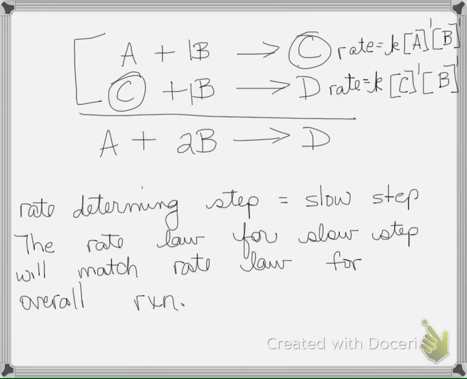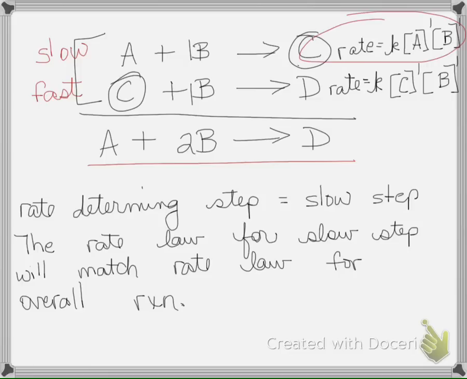How are you going to know which step's the slow step? Well, I'm going to tell you. So guys, look, if I tell you that this step is slow and this step is fast, you now know what the rate law for this equation is. What is the rate law for that equation? It is going to be rate is equal to some constant K times the concentration of A raised to the first power times the concentration of B raised to the first power.